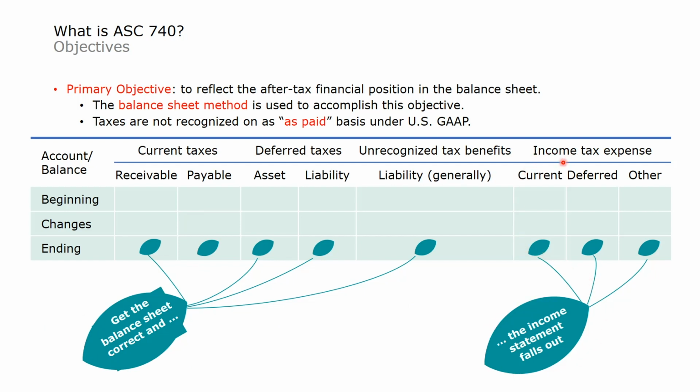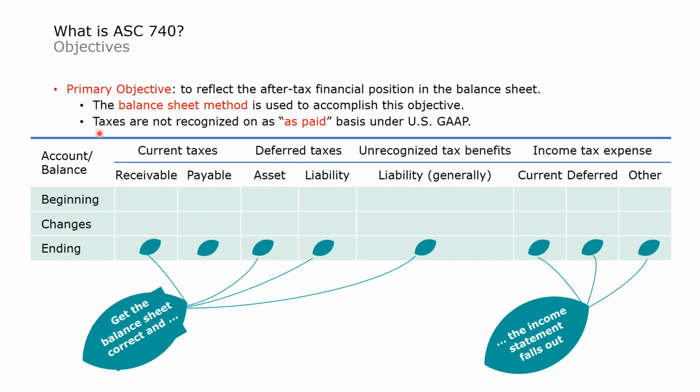And our income statement accounts are current, deferred, and then other. What that means essentially is everything we're trying to calculate in ASC 740 is balance sheet related. So we're concentrating on calculating the tax payable. We're concentrating on calculating our deferred tax asset or deferred tax liability. Once we have those two things calculated, our income tax expense on the income statement is going to be calculated for us. So again, once we calculate the balance sheet, then the income statement falls out.